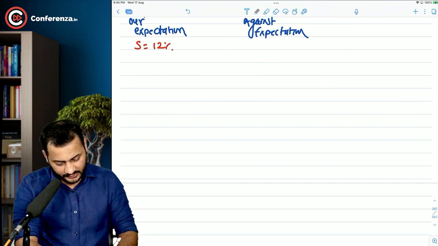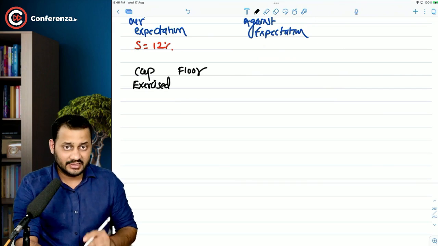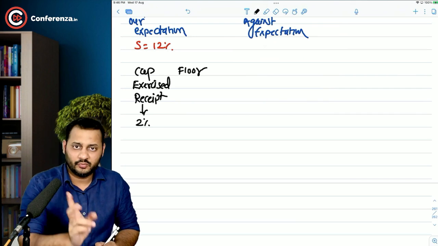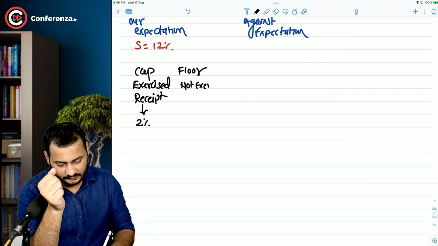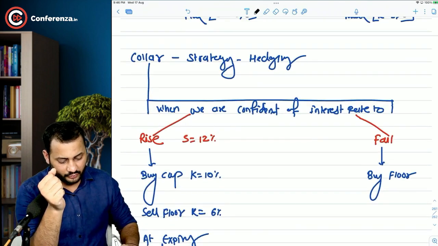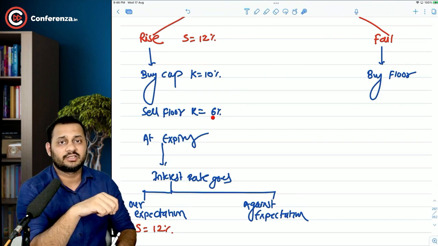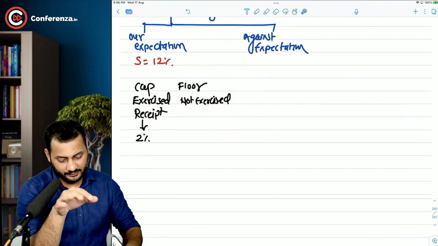Or let me write it this way. There are two options, cap and floor. The cap option will get exercised, and if it gets exercised, you are the buyer, you will get a receipt of 2%, 12 minus 10. But the floor option will not be exercised, because in order to exercise the floor option, the rate should go below 6% and it is already above. So this option will lapse.